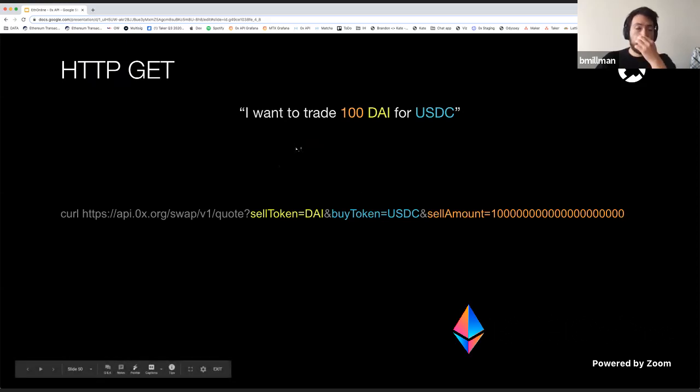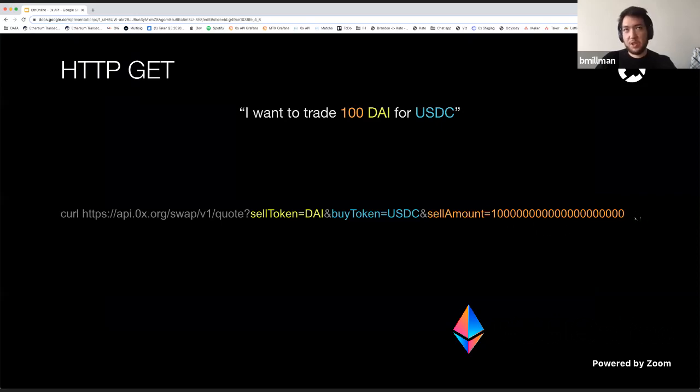So again, we have the goal of the trader: I want to trade 100 DAI for USDC. And below we have the example request that would map to. First, the trader expresses 100, and this gets expressed through this sell amount parameter in orange. Note that the sell amount is actually in wei. In other words, this is 100 with 18 zeros at the end. That's a small gotcha with using the API, but with so many different tokens with all different types of decimals, this is the best way. No pun intended.